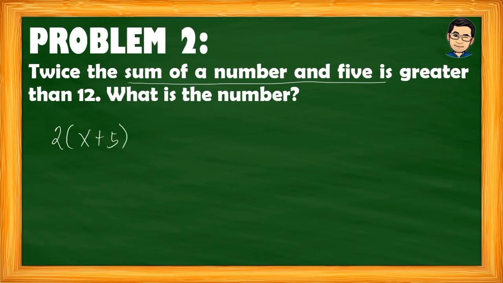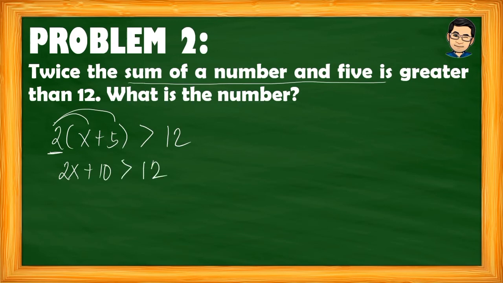Tapos, is greater than 12. So, yan po yung kanyang inequality. And then, yung 2, i-distribute natin sa x plus 5. So, magiging 2 times x, 2x. 2 times 5, that is 10, greater than 12.